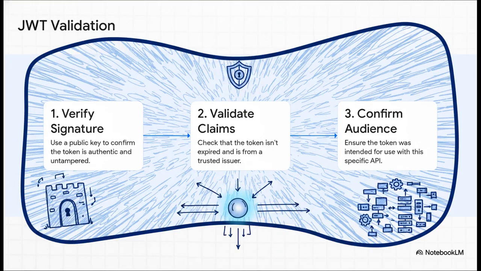So, when a request carrying a JWT arrives, the gateway acts like a very strict bouncer. It runs a three-step check. First, it verifies the signature to make sure the token is legit and hasn't been tampered with. Second, it validates the claims, checking things like the expiration date. And third, it confirms the audience, making sure this ID was meant for this specific club or API. Only if all three checks pass does the request get in.